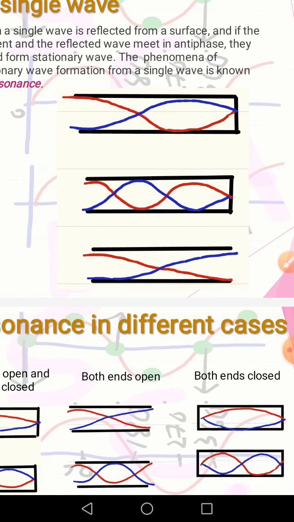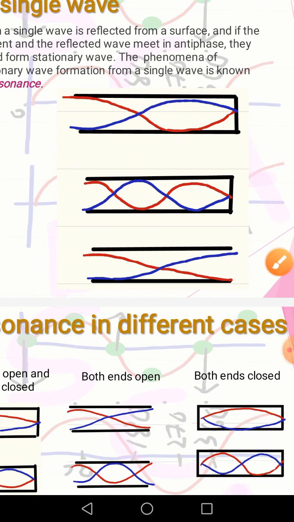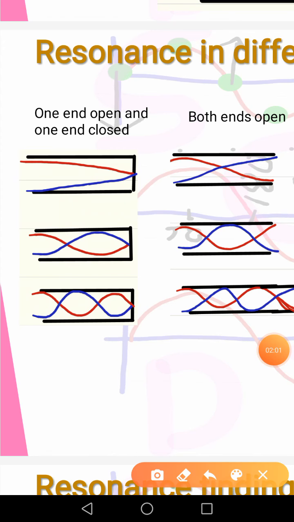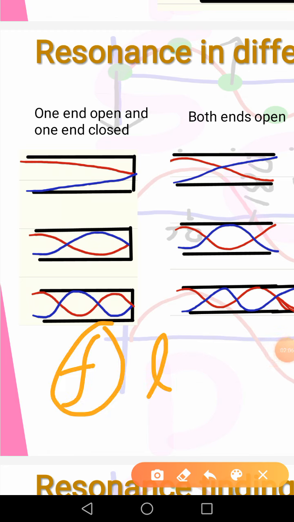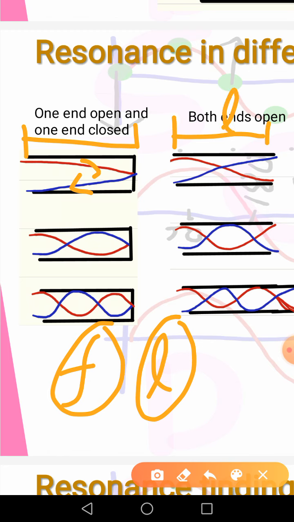So you must keep in mind that not all reflections produce resonance. Only certain frequencies or certain lengths of the medium can produce resonance. I have mentioned two things: one is the frequency and one is the length. The frequency is the frequency of the wave which is going and being reflected, and the length is the length of the medium through which the wave is traveling. In this case, this is the length of the medium. So only for certain frequencies and certain lengths is resonance formed.